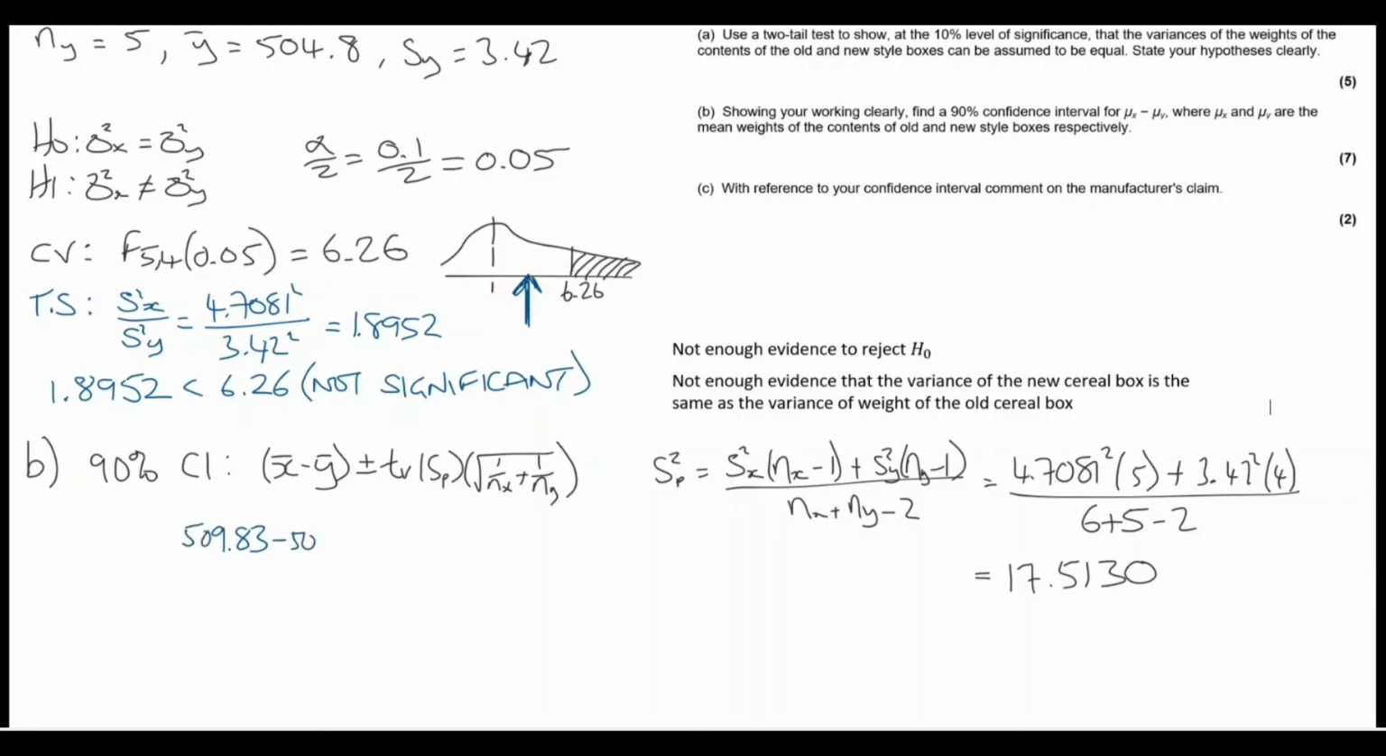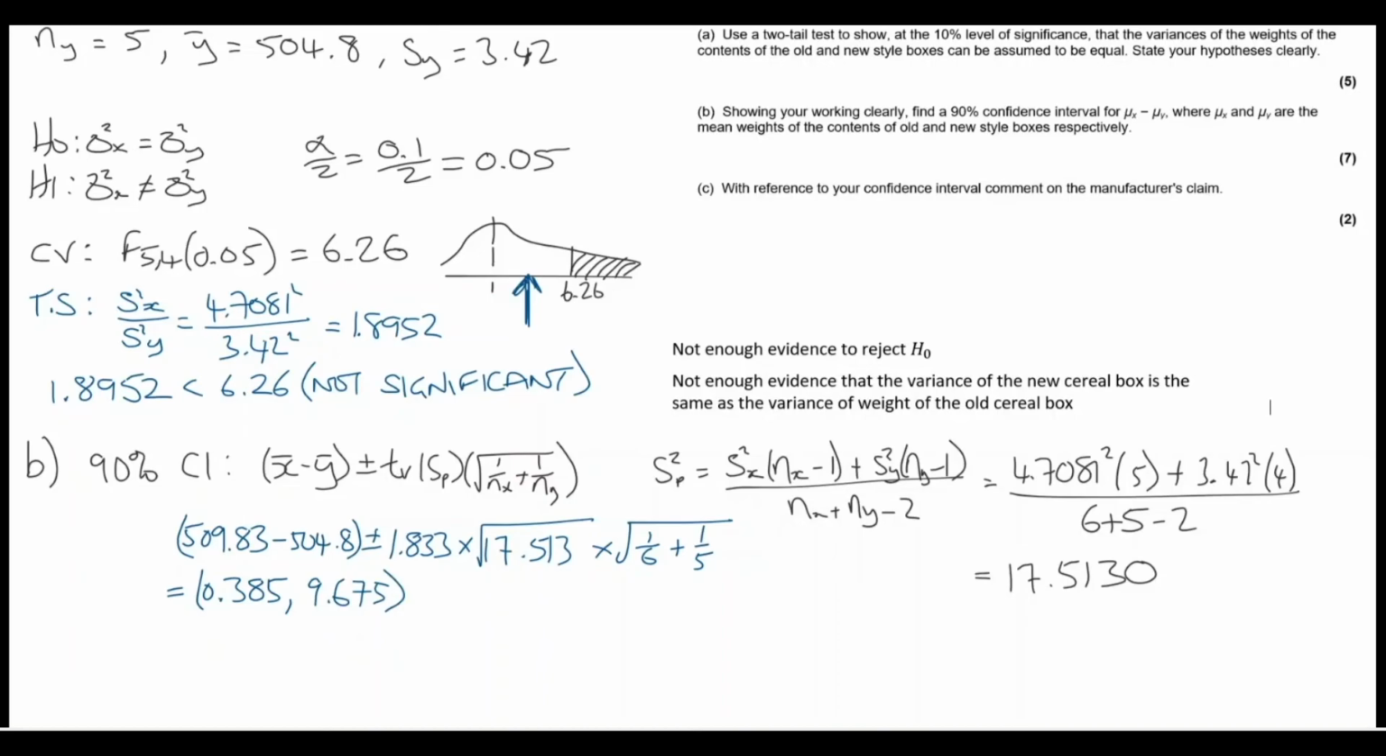Now let's substitute into the confidence interval. So 509.83 minus 504.8, so those were the two sample means, plus or minus the critical value, and we're going to multiply by the root of 17.5130 and root 1 over 6 plus 1 over 5. Okay, this will just go straight into the calculator, and it will produce these two limits, these two boundaries of the confidence interval. 0.385, 9.675.